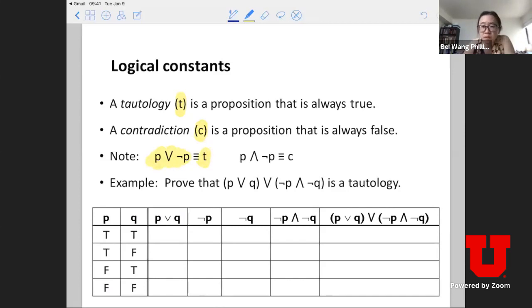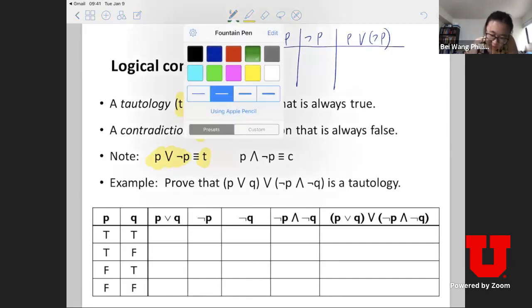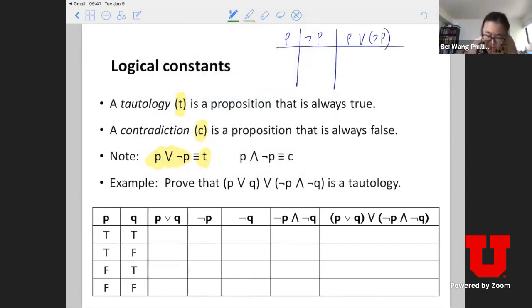What does this mean? This means this statement on the left is always true. Okay? So why is that the case? Again, what you can do, you can draw a truth table, P, negation of P, and P or negation of P. So if I want to fill out this truth table, what would I do? I would say, okay, there's two values P can take, either true or false. If P is true, then negation of P is false. If P is false, negation of P is true.